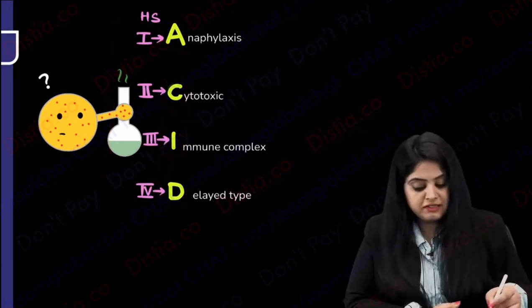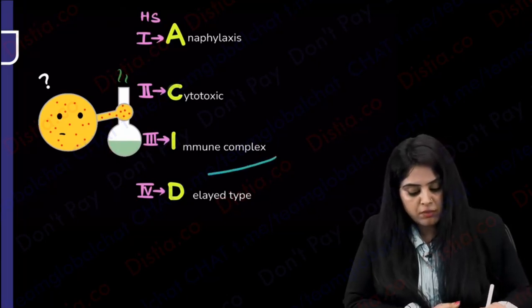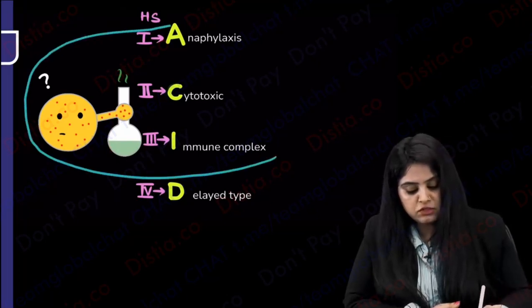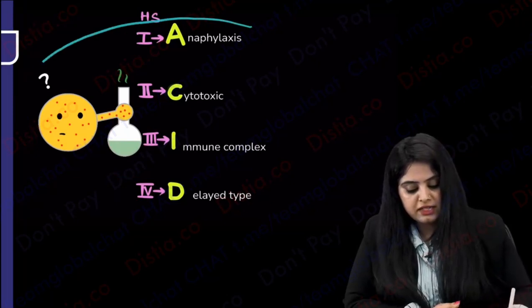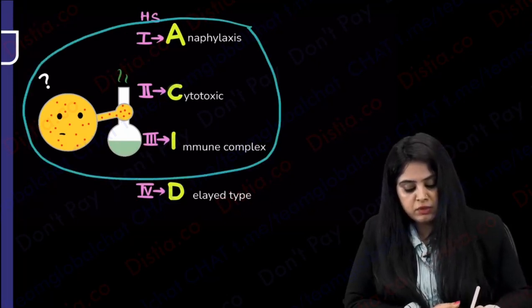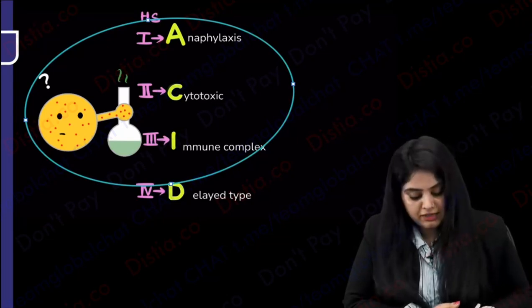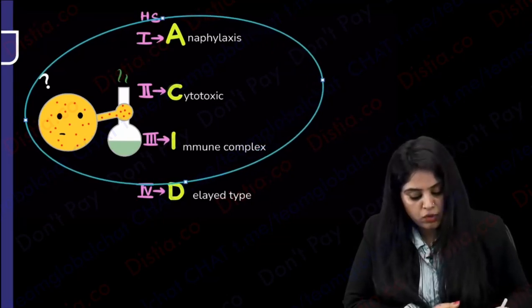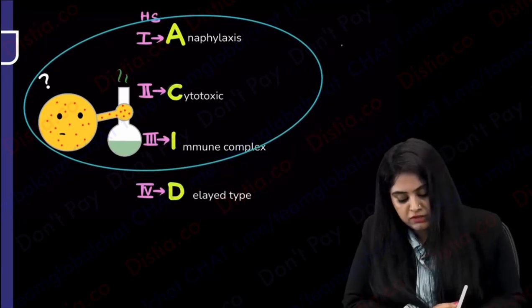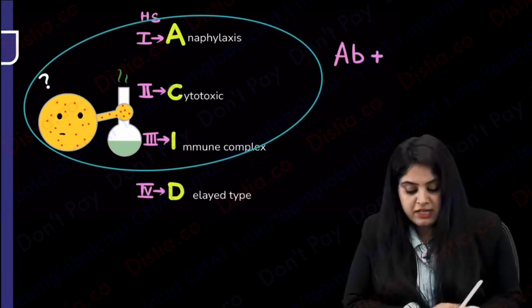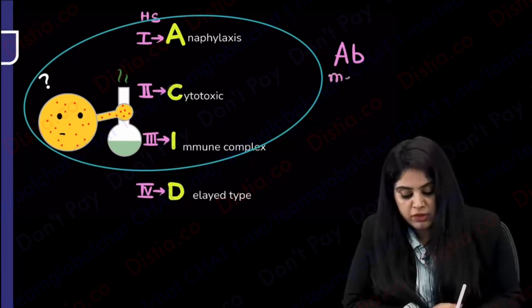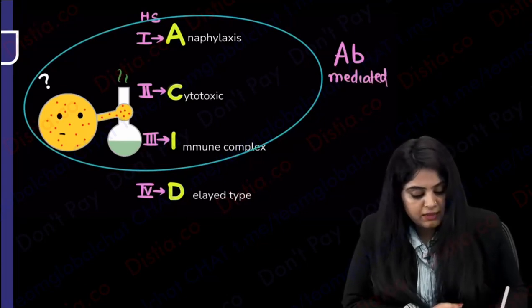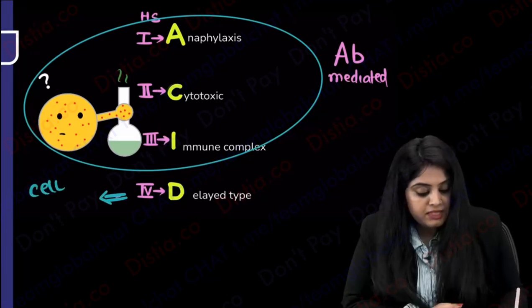Further, I'm going to make a commonality between the first 3. Why the first 3? What is common between them? I realize that all of them utilize antibodies. In all of them there is going to be the involvement of antibodies, or in other words, all of them are antibody mediated, and type 4, which is the delayed type, is going to be cell mediated. That's the only one where I'll be talking about cells.